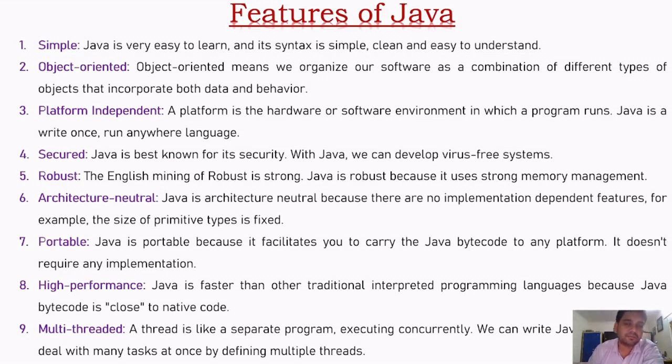So in this we have learned the 9 best features of Java, of why we are frequently using the Java programming language. First is simple, object oriented, platform independent, secured, robust, architecture neutral, portable, high performance and multi-threaded.